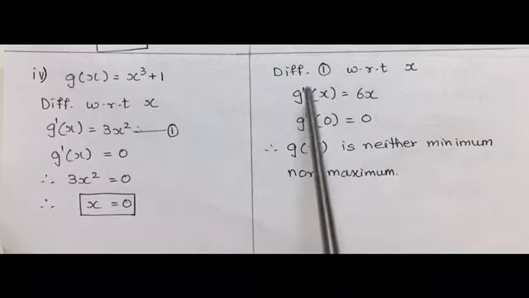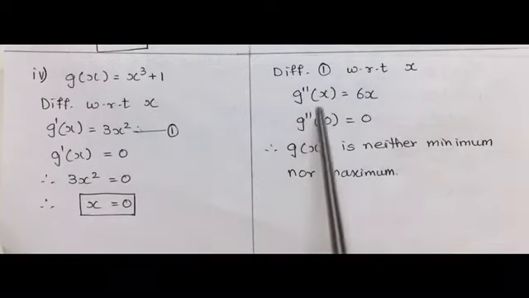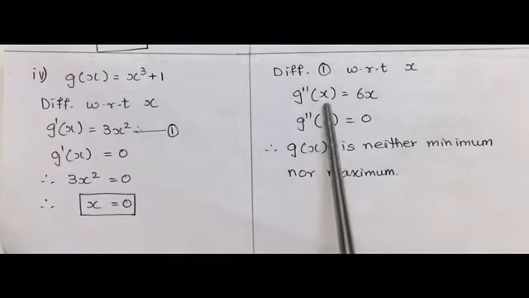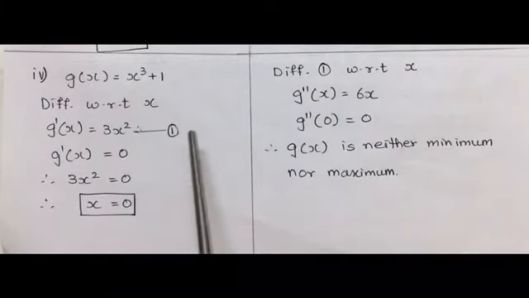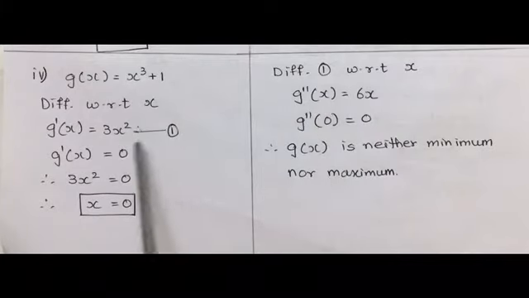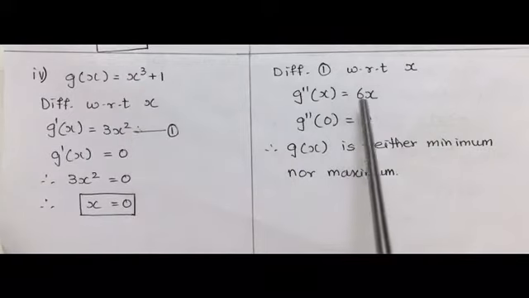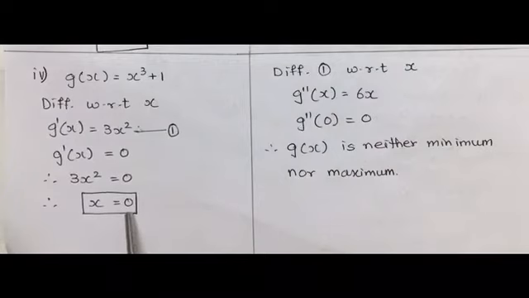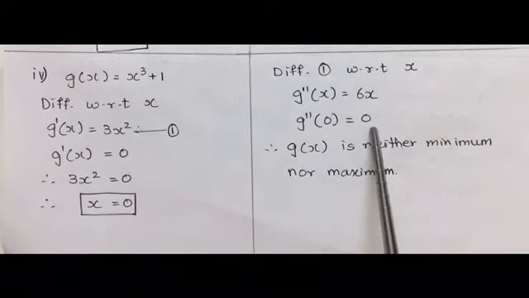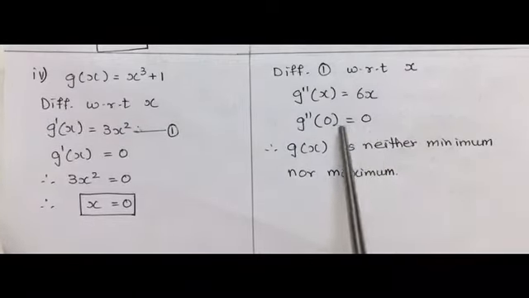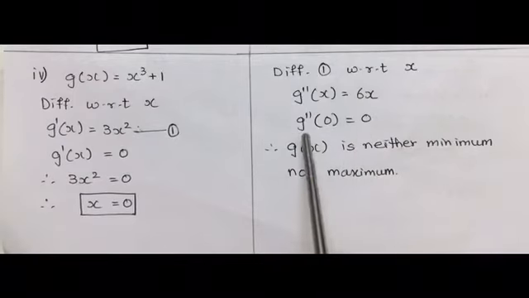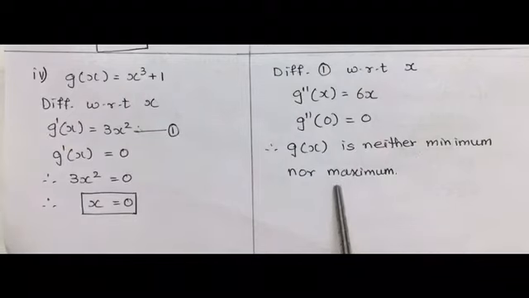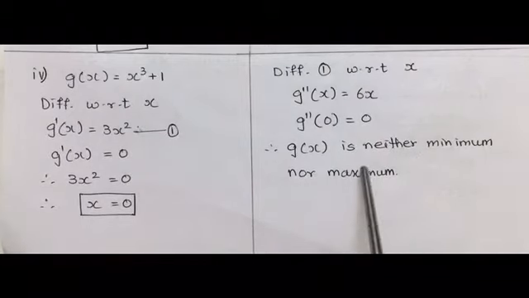Now differentiating 1 with respect to x to find the maximum and minimum, we'll get g double dash x, that is the second derivative. Then 3x square's derivative gives us 6x. Keeping the value of x as 0, we get the value of g double dash x is equal to 0. So g double dash 0 is 0 means it is neither minimum nor maximum. So it cannot be decided.